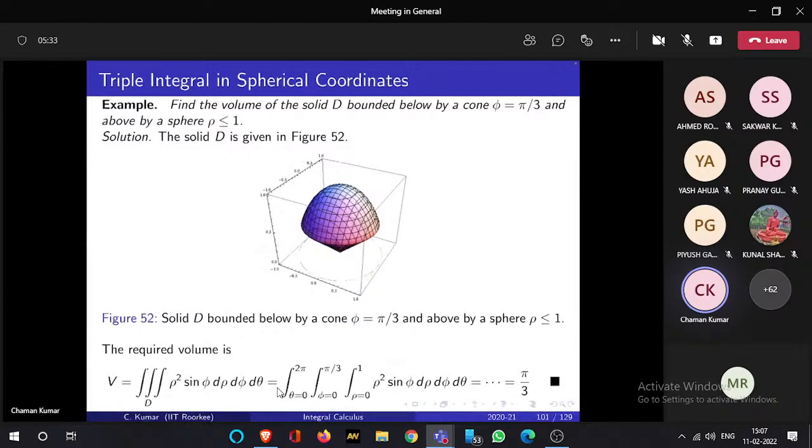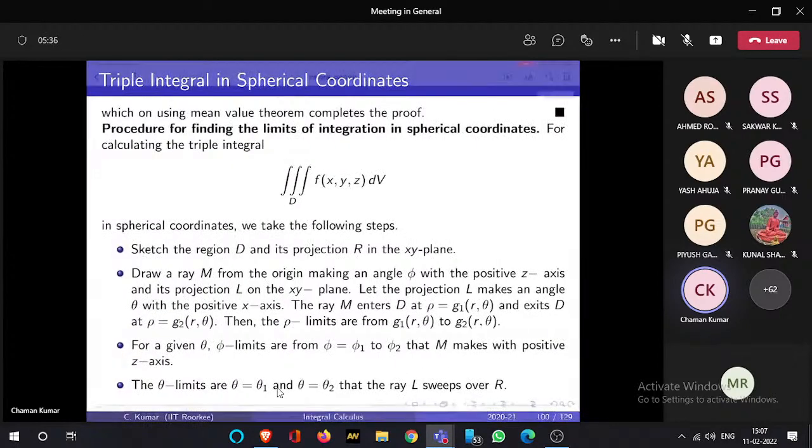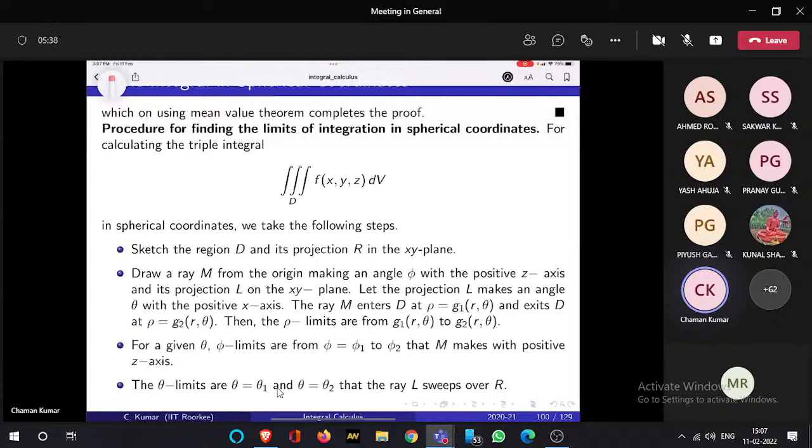Okay, so let us see what are the procedures that we have to adopt in order to calculate the triple integral in spherical coordinates. So let's say I want to calculate this triple integral in spherical coordinates. So the first step is again similar to what we have done before. Sketch the region of integration and its projection. Let us denote this projection by R in the XY plane.